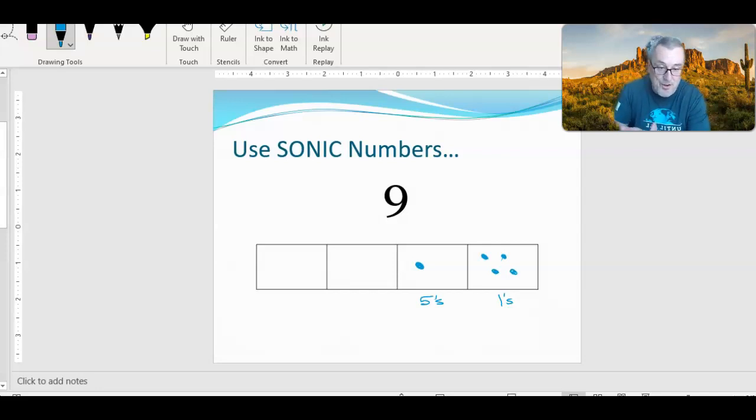And now notice over here in the ones, it's fine. I didn't get to the 5th dot. I have a symbol for 1, for 2, for 3, and for 4. So I don't have any issues here, but here's what I now have. Notice I've got 1 set of 5, and I have 4 singles. And so the number 9 in the sonic number system is a 1 followed by a 4.